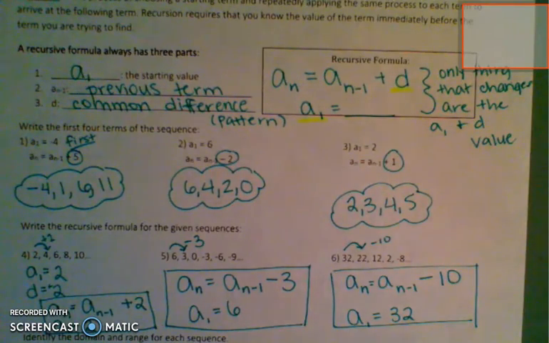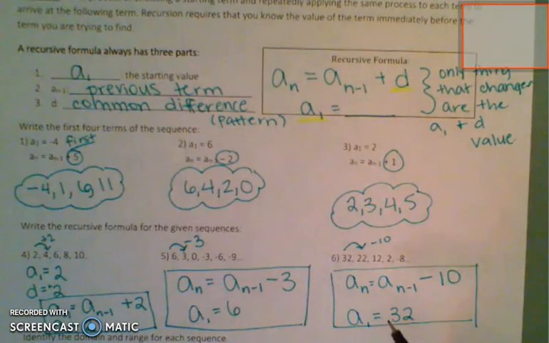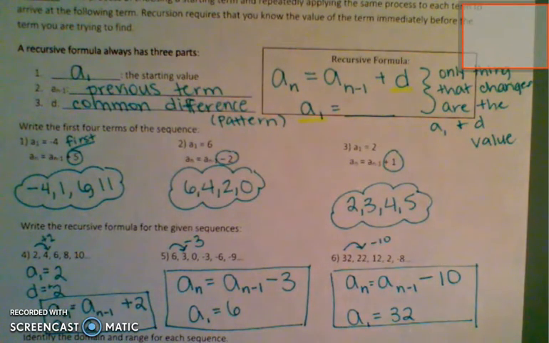So for all of these, if I wanted you to find the 20th term, you literally have to know the 19th. If I want you to find the 100th term, you have to know the 99th, which means you have to know the 98th and the 97th and the 96th and the 95th and 94th and 93rd and so on. You have to know every single one in order to find this.